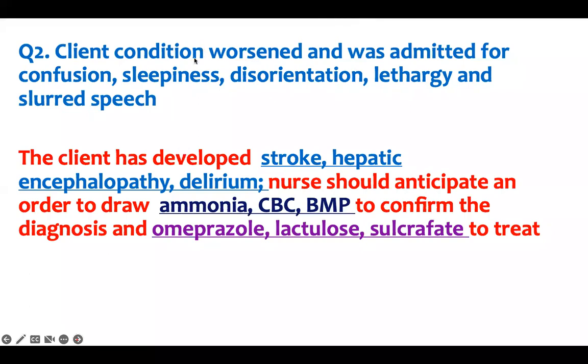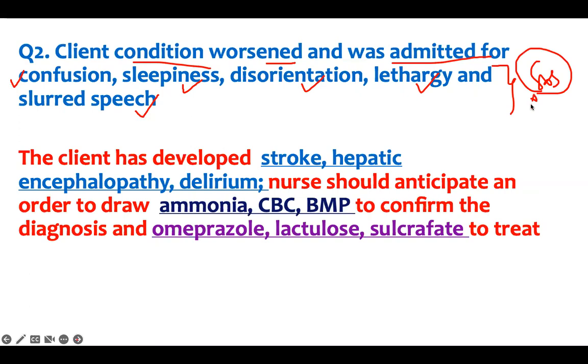Keep on trying, let you keep on thinking. The client was admitted for what? Confusion, sleepiness, disorientation, lethargy, and slurred speech. People start paying attention to signs and symptoms for diagnosis. Confusion, sleepiness, disorientation, lethargy, and slurred speech in the patient with end-stage liver disease is what?